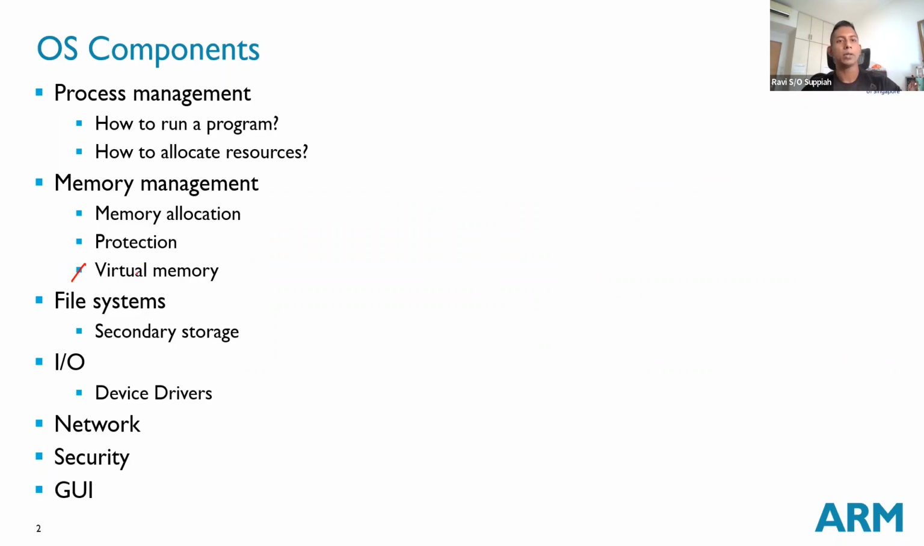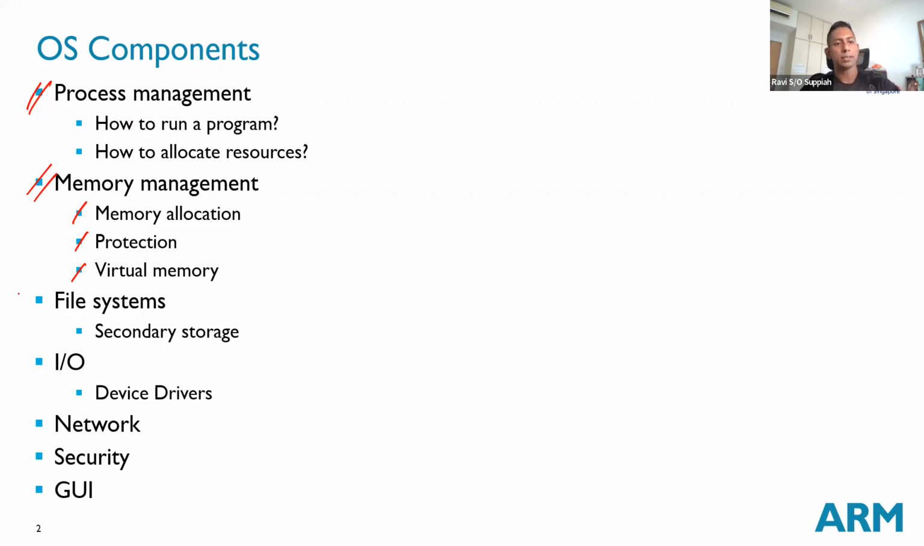In terms of OS, there are two main things. One is, of course, managing multiple tasks, or processes. The other one is how to manage the memory. There are a few components to it: how memory is allocated, how we protect it, and the concept of virtual memory. So these are the two main things that we will cover.